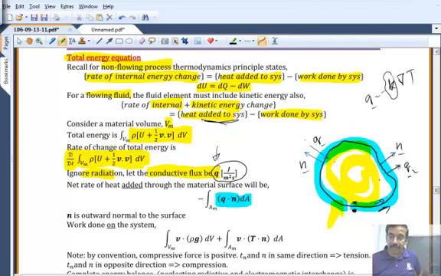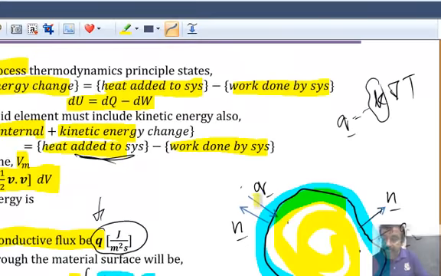Okay? And that means I'm removing heat. So I must actually have a negative sign. That's why I have that negative sign, to fix the assumption that I need that heat added to the system is positive. Okay? So in this case, I am adding heat to the system.